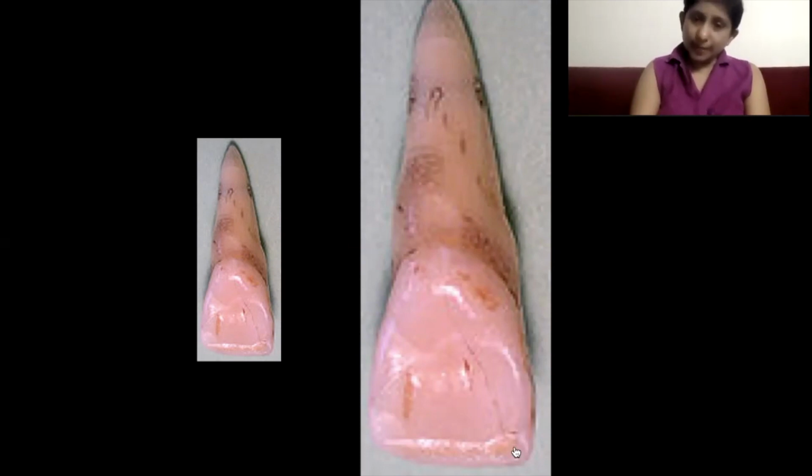So one is the mesial marginal ridge and the other is the distal marginal ridge. How will you understand which is mesial and which is distal? The sharper side is mesial. So this is the sharper side, that is mesial. So that's the mesial marginal ridge.